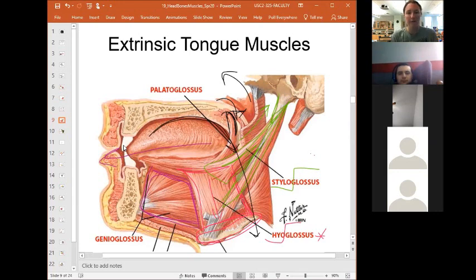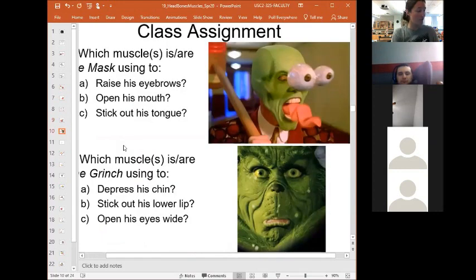Okay. Do you need me to repeat any of those muscles at all? No? Okay, very good then. So those are the main muscles I want to get through this morning.